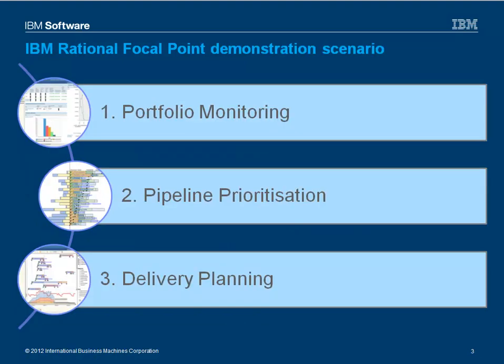In the demonstration, we're going to be looking at three capabilities. Firstly, portfolio monitoring and reporting, and how you can get greater oversight of what's going on in the portfolio. Then we'll look at ways of prioritizing the new demand coming in, and then we'll look at ways of planning within the constraints: people, money, and time.